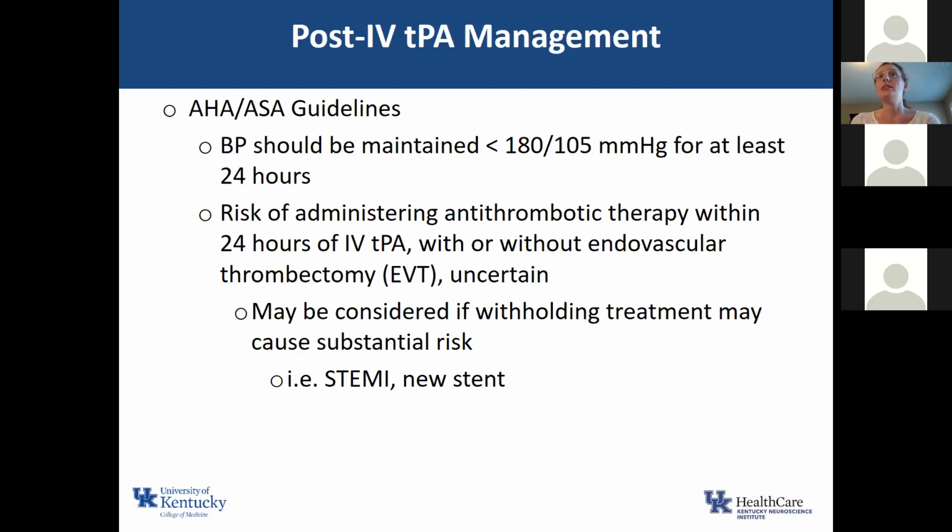So once the patient gets TPA, remember we have to keep the blood pressure less than 180/105 for up to the first 24 hours.